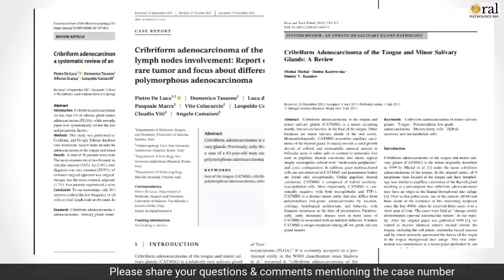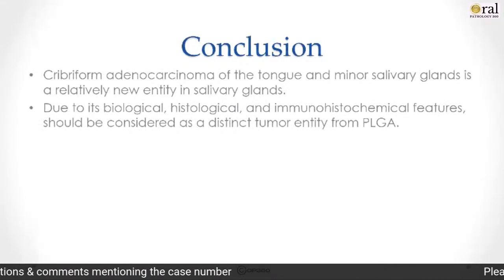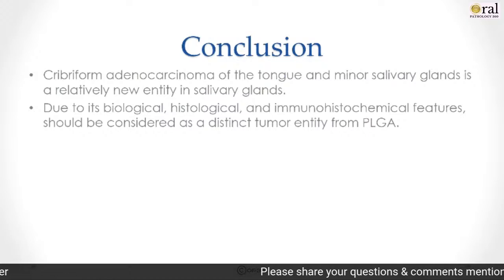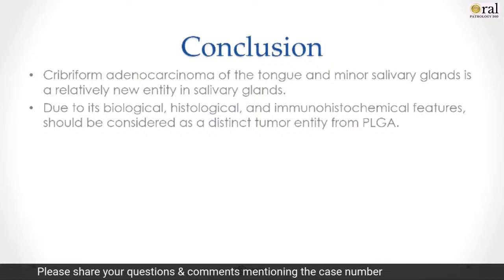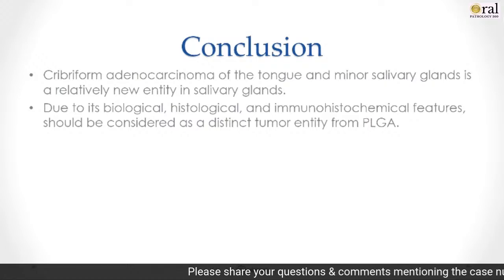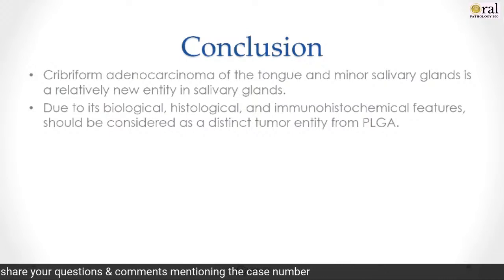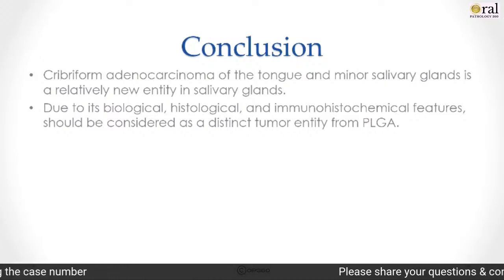Here, I just wanted to introduce this valuable article I used at the time of diagnosis. In conclusion, this entity, cribriform adenocarcinoma of the tongue base and minor salivary gland, is a new and relatively rare salivary gland neoplasm. But due to its histologic and immunohistochemical profile, it should be considered a distinct entity and should be separated from the main differential diagnosis, which is polymorphous adenocarcinoma.